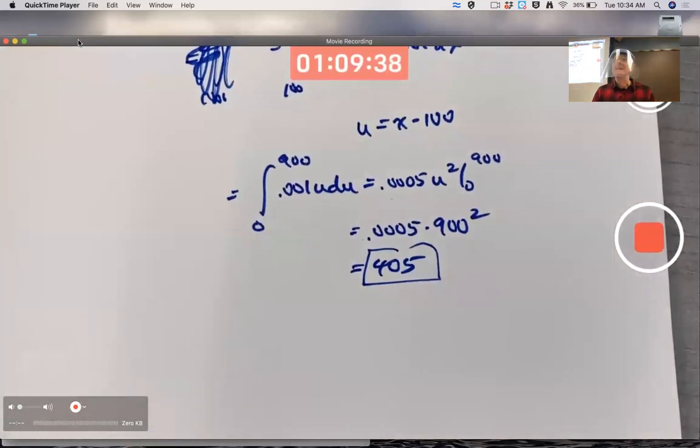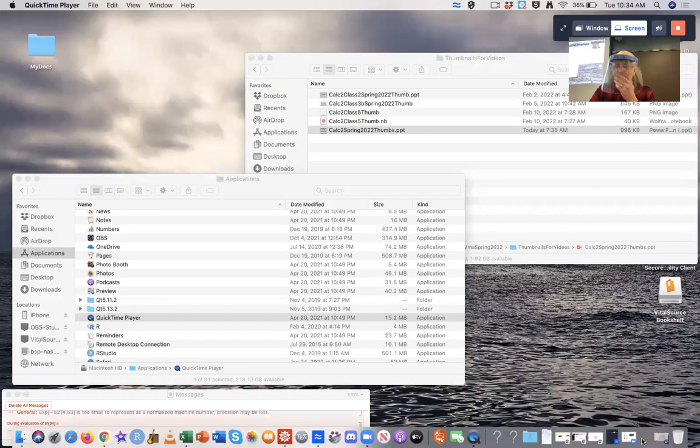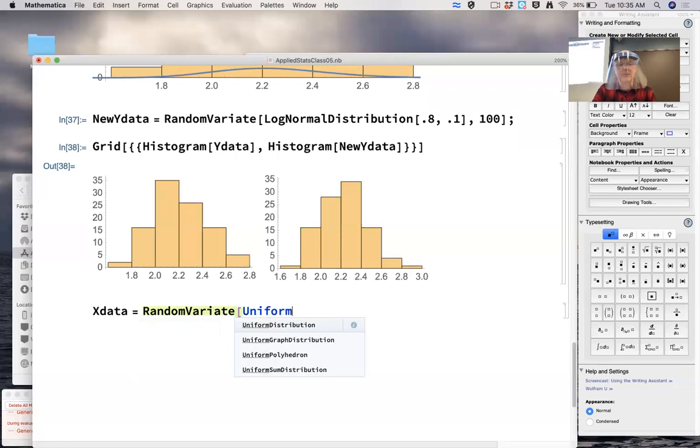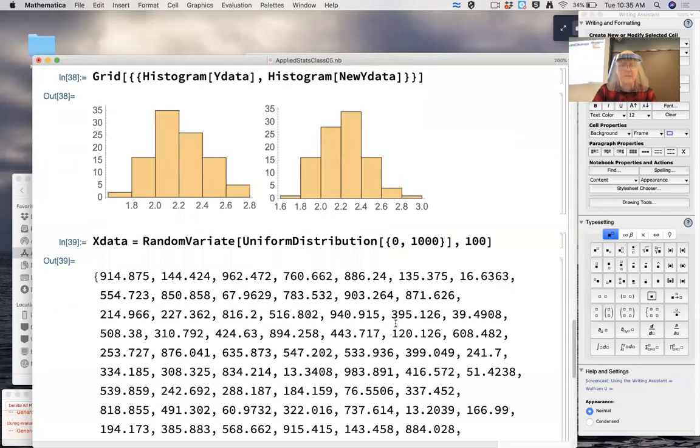I think we can do this in 5 minutes. Let's try to simulate this to help us believe it. See if we can do this in 5 minutes. I'm not sure if we can. Okay, well, perhaps the simplest way to do this is to not do what I was thinking of that I'll show you on Thursday, a user-defined distribution, but instead, this is going to be X data again, but now X data is going to come from a uniform distribution on 0 to 1,000. I don't know if this is the syntax here. Okay, it looks like it worked.